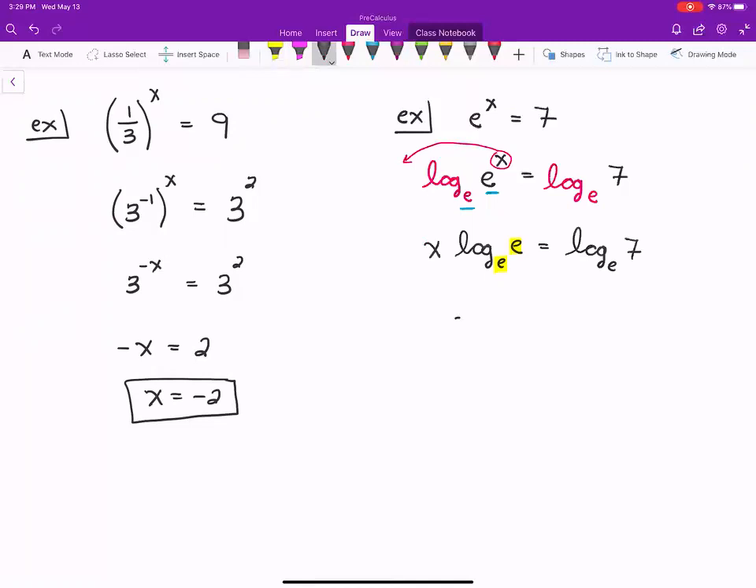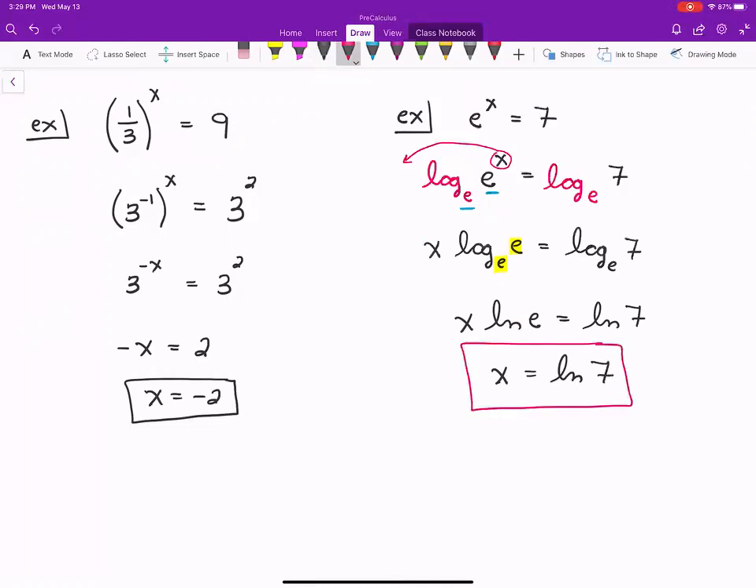But really what I would have done was write this as the natural log. I don't ever write log base e, because it's not necessary. So this will just be 1, so you'll have x, which is equal to the natural log of 7. That's one way to do it. And that's a decimal, obviously.